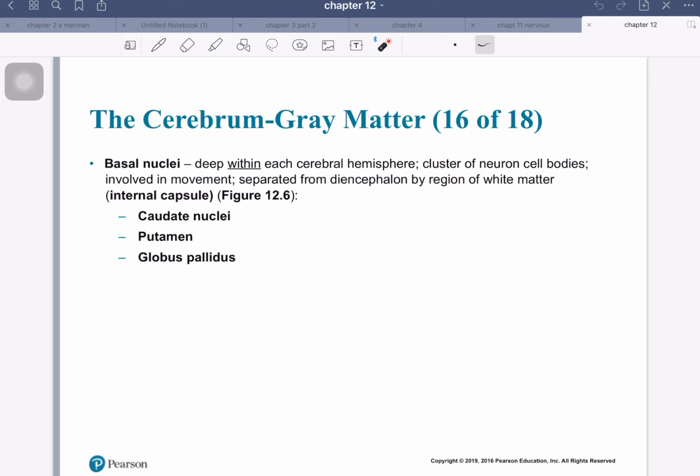Now, what are they involved with? They're involved with movement. If I want to just put one word to it, it's movement. And there are three parts. There is the caudate nuclei, the putamen, and the globus pallidus. These are three separate anatomical structures located near each other that interact with each other. Now, there's also an area called the internal capsule, which is basically a region of white matter that is associated with them, that's near them.